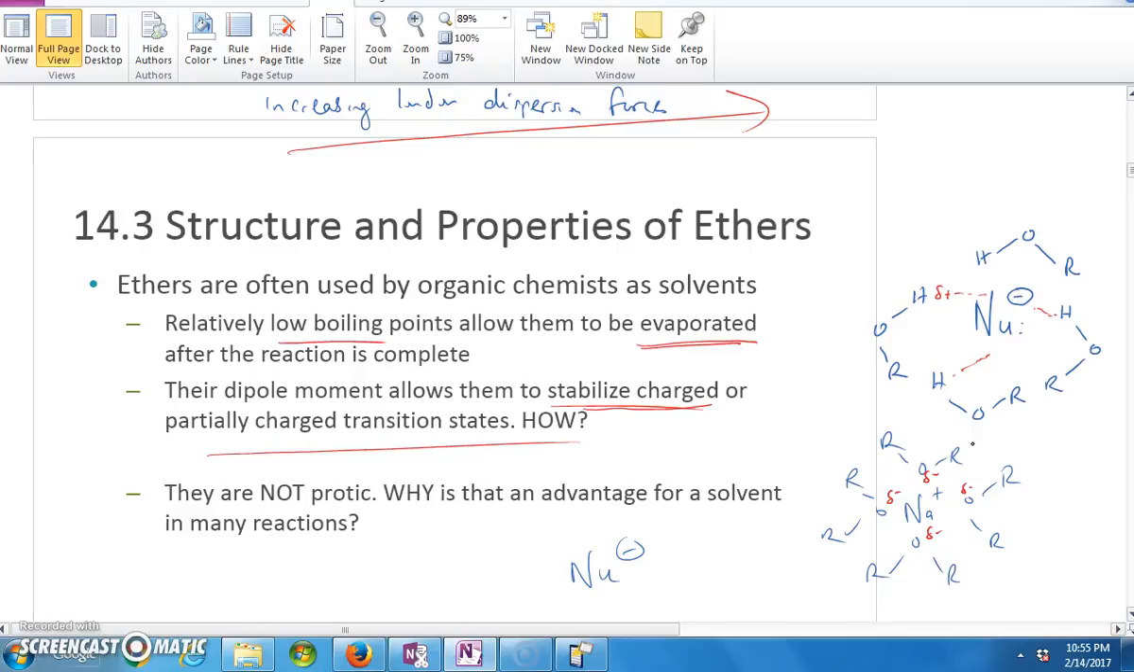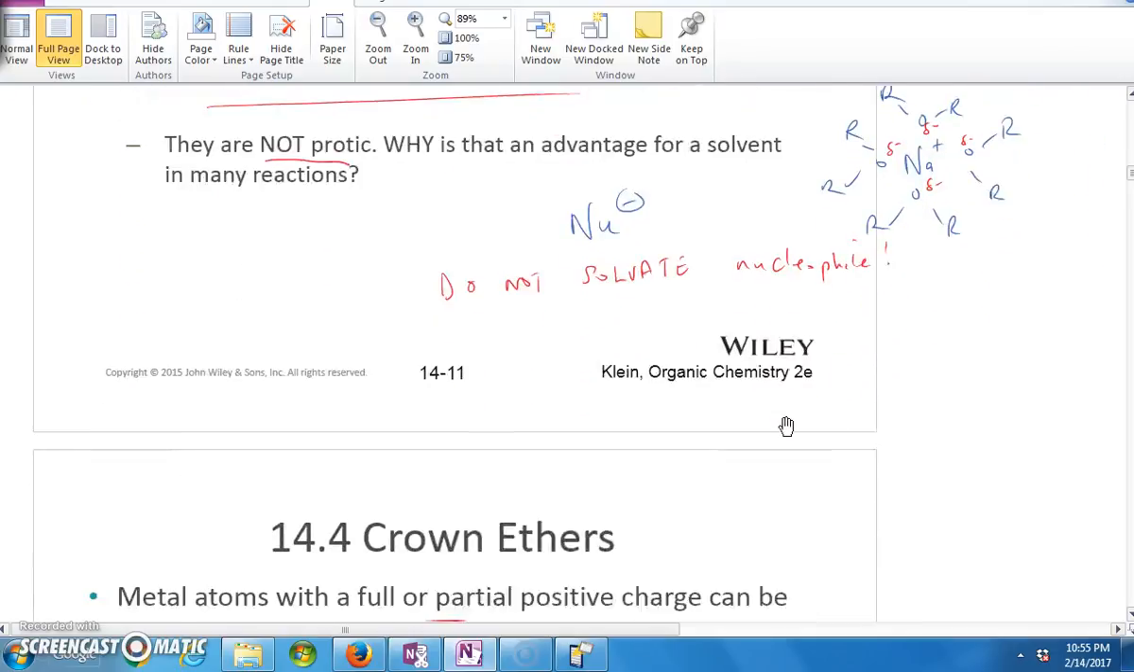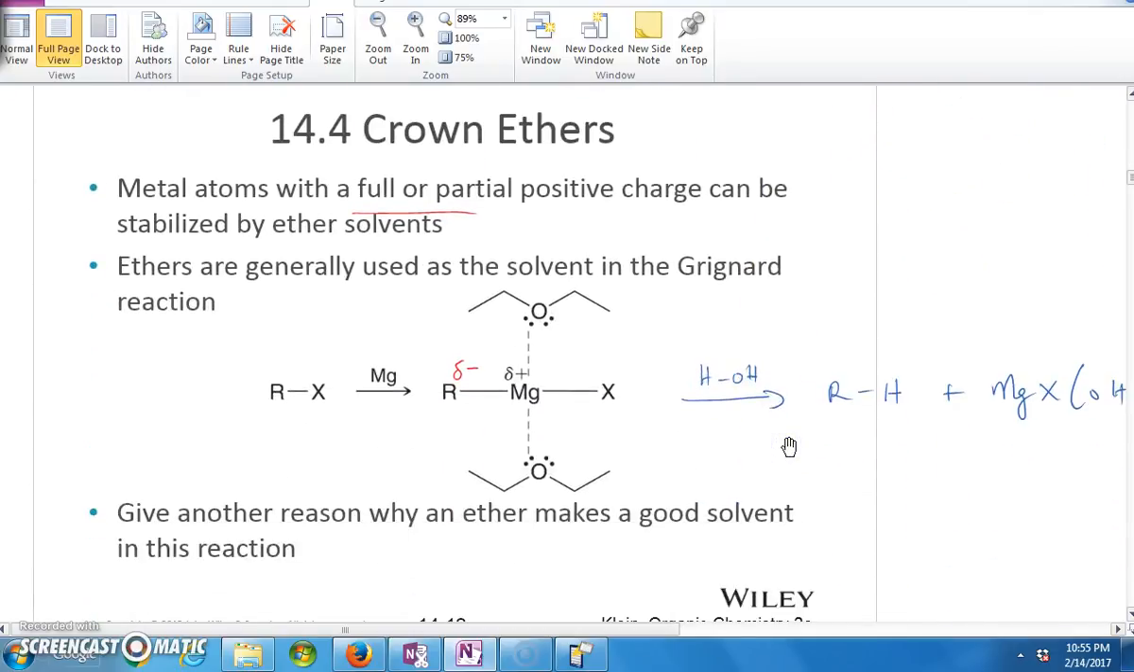They are not protic, of course, because they don't have an ionizable proton. So they are not protic, no ionizable proton, right? And as a result, they do not solvate nucleophiles. If you don't solvate the nucleophile, it means the nucleophile will be free to attack. See, the nucleophile will be free to attack.